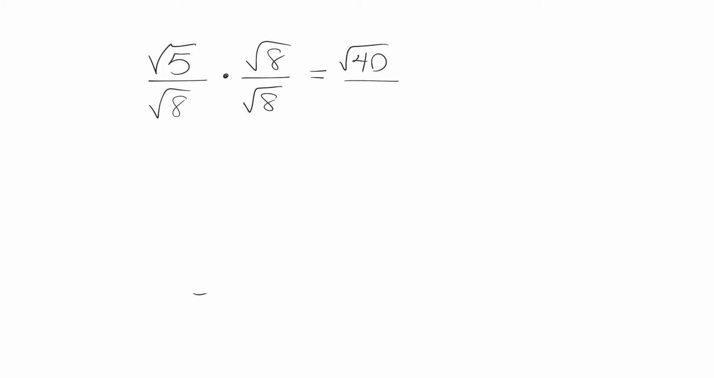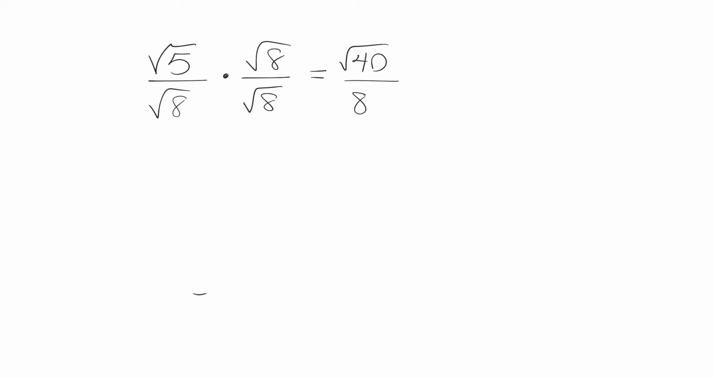Okay, let's look at how this can take on different forms. So let's look at this one. Let's say we have the square root of 5 divided by the square root of 8. So if we're going to rationalize this, we're going to take the bottom radical and turn it into a fraction equivalent to 1. So root 8 over root 8. Multiply this through, and we're going to get the square root of 5 times the square root of 8 is the square root of 40. And in the denominator, we're going to have 8.